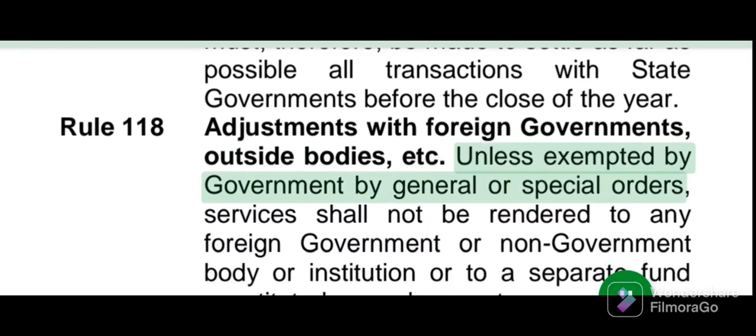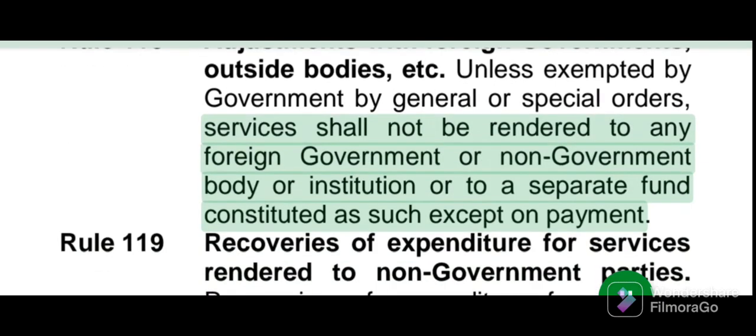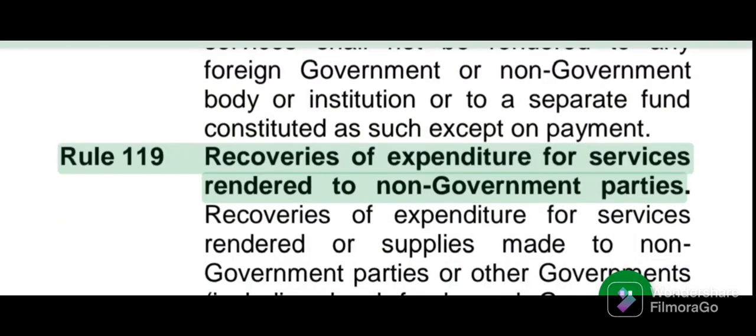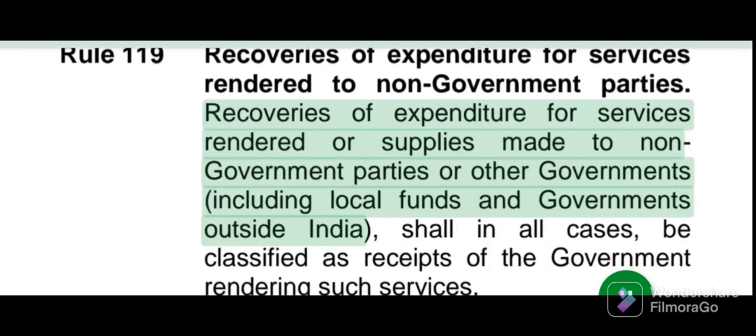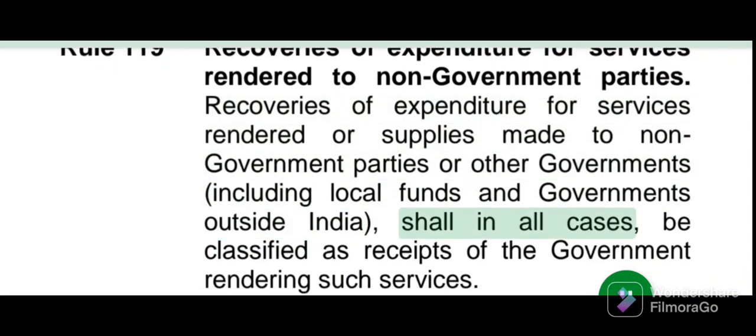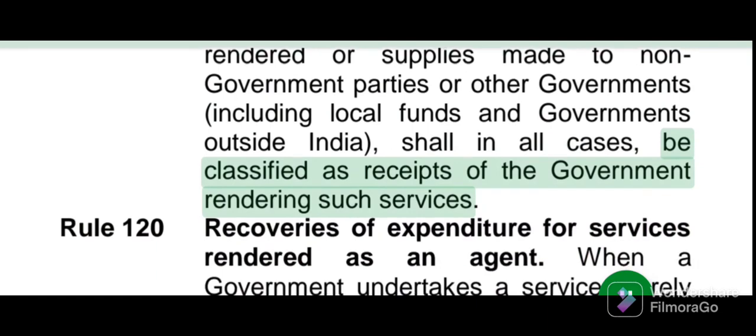Unless exempted by government by general or special orders, services shall not be rendered to any foreign government or non-government body or institution or to a separate fund constituted as such except on payment. Rule 119: Recoveries of expenditure for services rendered to non-government parties. Recoveries of expenditure for services rendered or supplies made to non-government parties or other governments, including local funds and governments outside India, shall in all cases be classified as receipts of the government rendering such services.